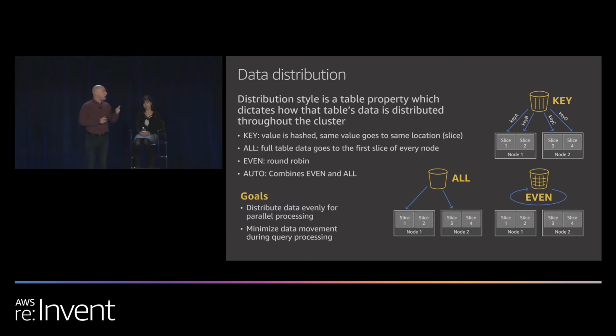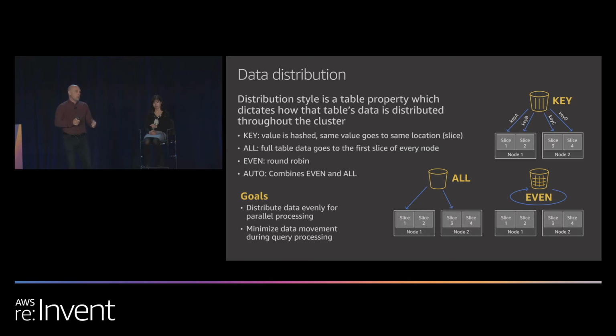Then we have all, which is really meant for your dimension tables, small tables essentially. What all does is it makes a complete copy of that table on each node in the cluster. So if you have small dimension tables, maybe with tens of thousands of records, and you're frequently joining into them, it sometimes makes sense just to duplicate that table on every single node in the cluster and let Redshift join to it really quickly without having to do any network broadcasts and sending that data around.